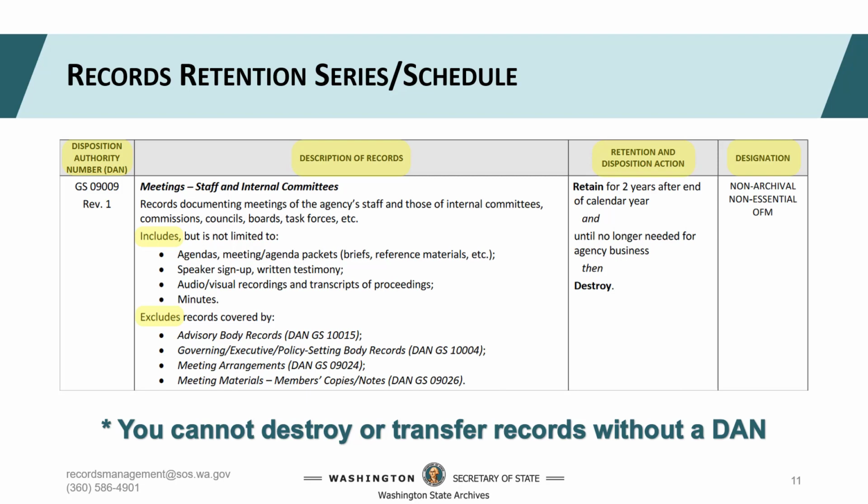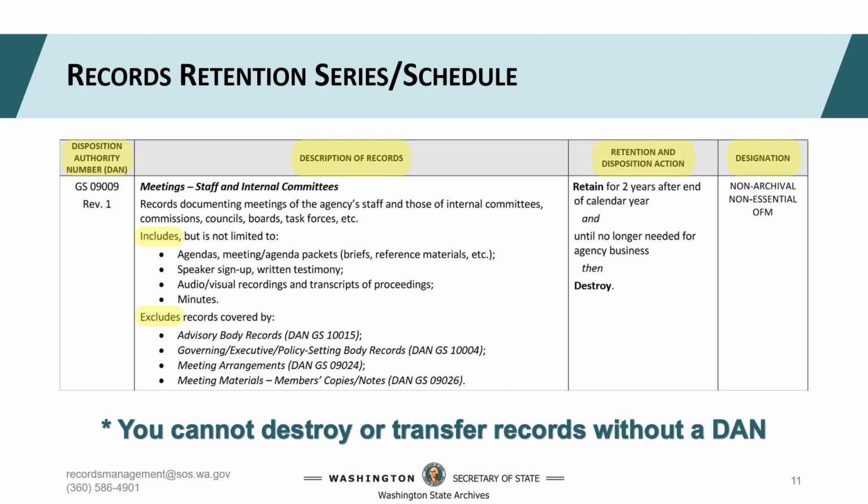possible. This record series covers records about the agency operating on behalf of itself, placing it in the realm of CORE and the State General Schedule. The retention and disposition action tells you how long to retain a record, when that countdown starts, and what you do with the record once it has met retention. In this example, you have two countdown triggers, end of calendar year and until no longer needed for agency business. As soon as both are satisfied, the record is retained for 2 years before being destroyed.